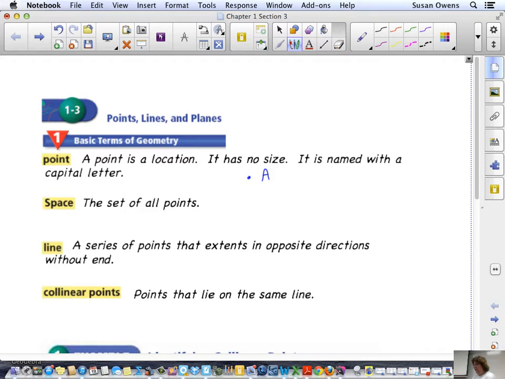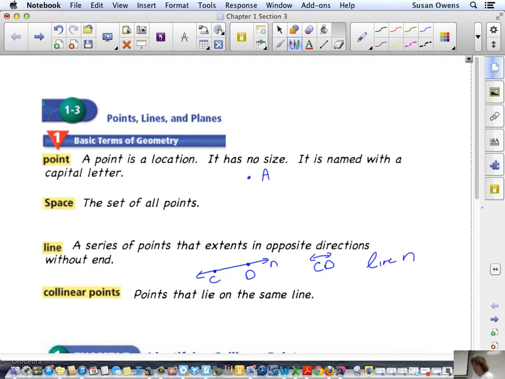A line is a series of points that extends in opposite directions without end. If I want to talk about a line, there are a couple ways that I can name a line. I can put a line and put 2 points on it, and I can call this line CD, and when I name it, I put a line symbol above. I can also use a lowercase letter, so if I put a little n, n is not on the line, n is just used to name the line. I can also say line n.